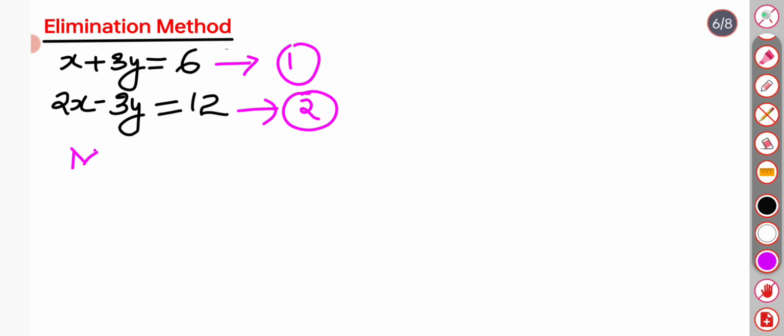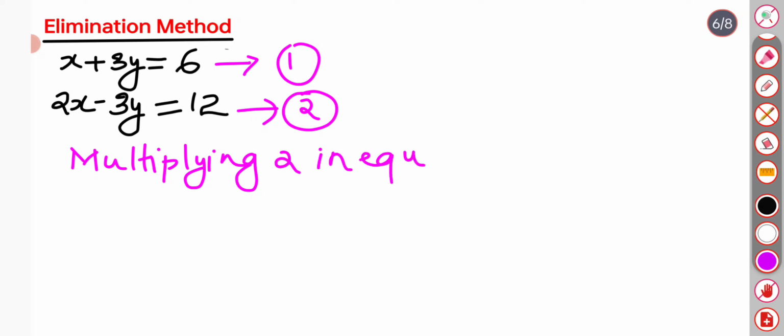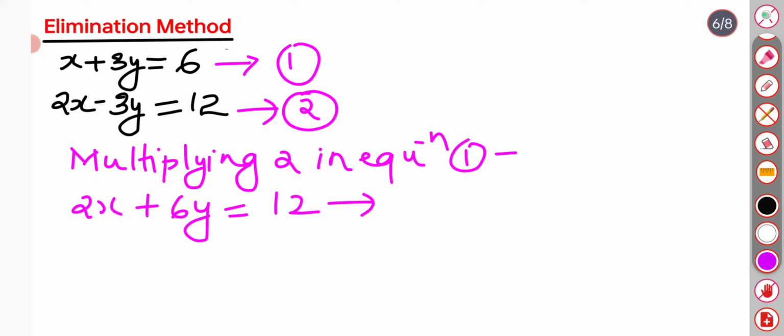Multiplying equation 1 by 2 on both sides, we get 2 into x, 2x, plus 2 into 3, 6y, equal to 2 into 6, 12. This will be our equation 3. Now a new equation has been formed. Next, we will subtract equation 2 from equation 3, that is, equation 3 minus equation 2.